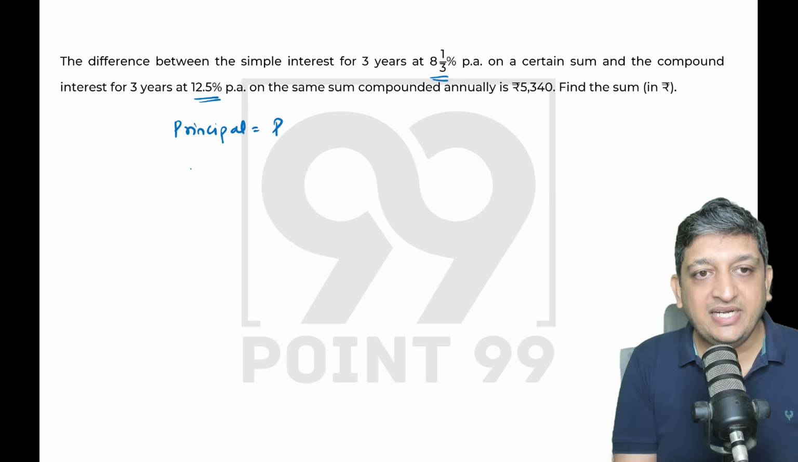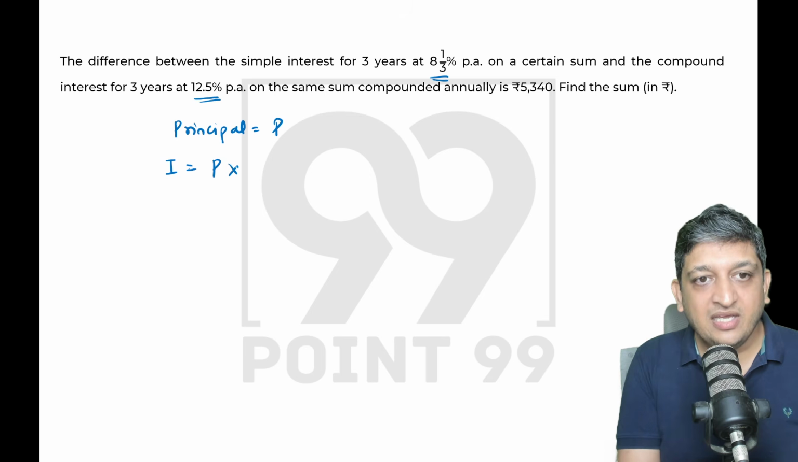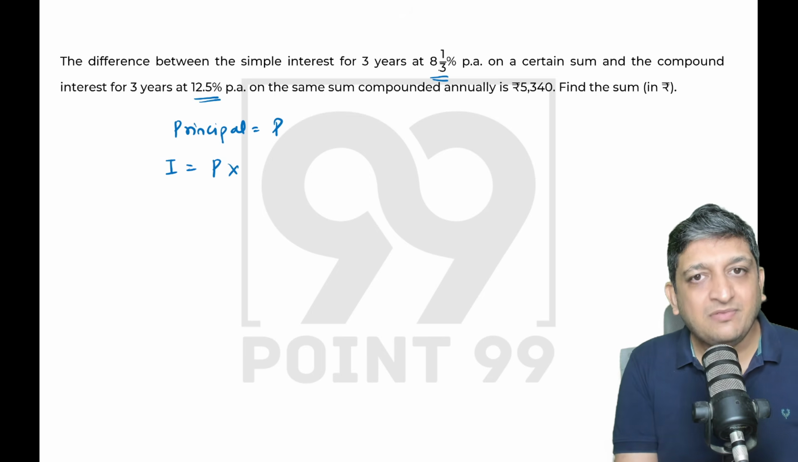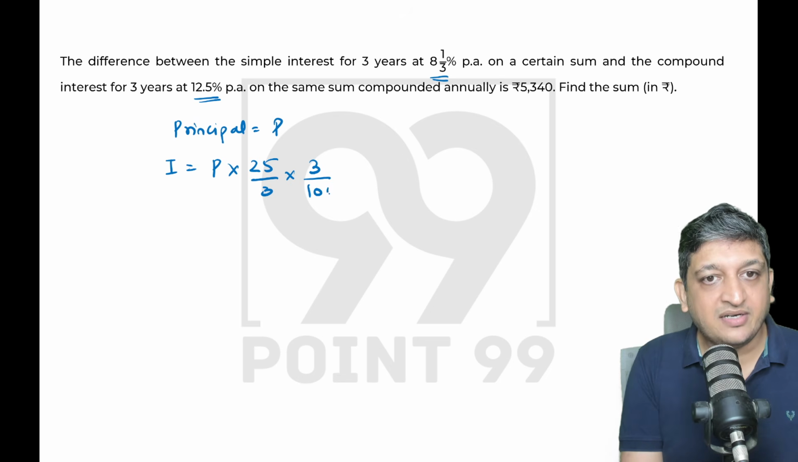In terms of simple interest, what is the interest that is going to be generated? The interest that is going to be generated is I equals P into R into T by 100. So P into rate of interest. 8 1 by 3. What is 8 1 by 3? It is going to be 25 by 3 into the amount of time, that is 3 years, and of course you will have divided by 100.